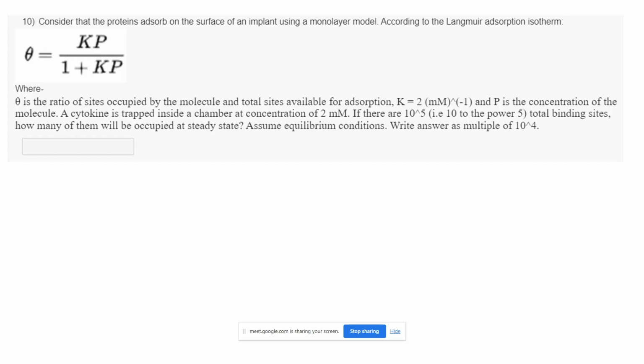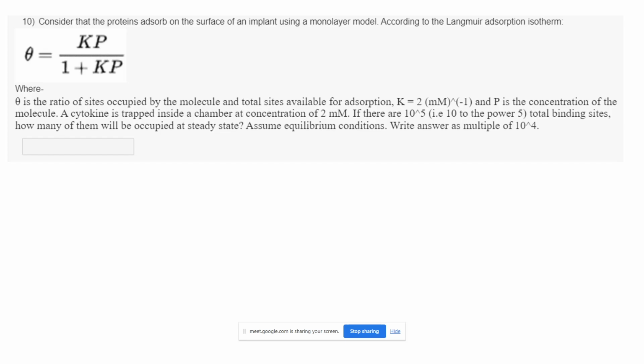Now the last question, it's a numerical question. So consider that the proteins adsorb on the surface of an implant using a monolayer model, and the Langmuir adsorption isotherm is given as theta equals Kp by 1 plus Kp. Theta is the ratio of sites occupied by the molecule and total sites available for adsorption. K equals 2 millimolar inverse. P is the concentration of the molecule. Here P, a cytokine that is trapped inside a chamber, has a concentration of 2 millimolar. So if total binding sites are 10 to the power 5, what will be the number of occupied sites?